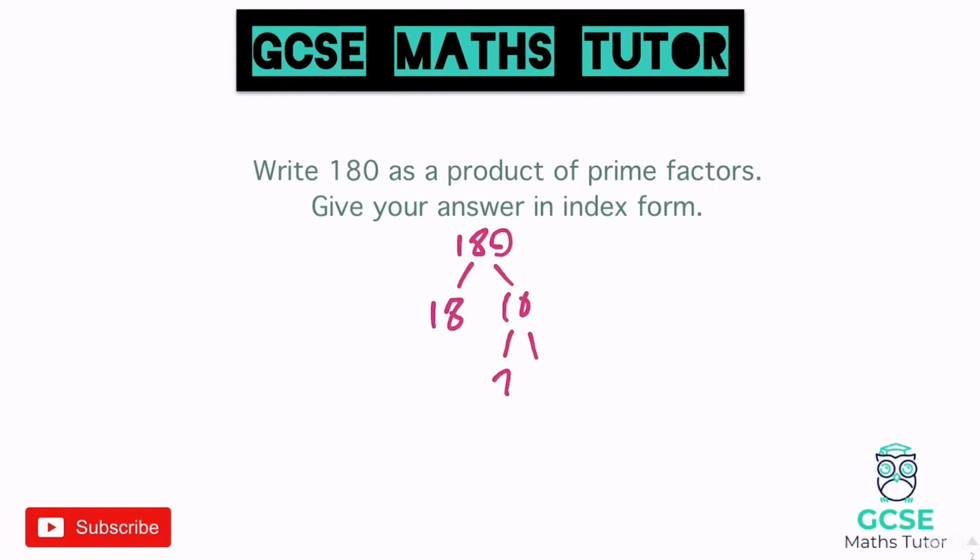10 becomes 2 and 5, locking off those numbers when we see that they're prime. 18 is 2 and 9, and 9 is 3 and 3. And again, locking those all off when they're prime. Remembering you can write down some of the prime numbers if it helps.